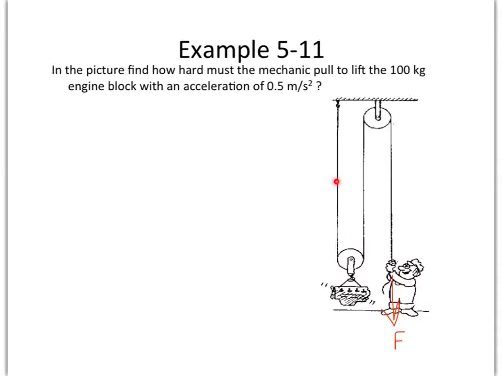So let's write a statement about, first of all, this engine block. All right, so the mass of the engine block is 100 kilograms. And the acceleration of the engine block that we want it to have is 0.5, that is 1/2 meters per second squared. Okay, so with that, we should be able to write a statement about the net force on the block. The net force on the engine block is mass times acceleration. All right, and already we're in good shape because we know both of those right there.